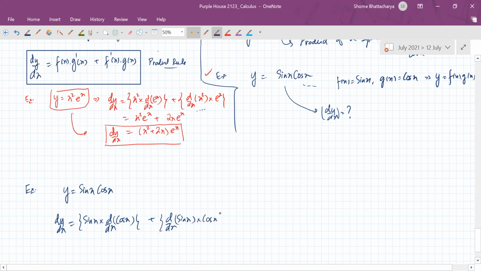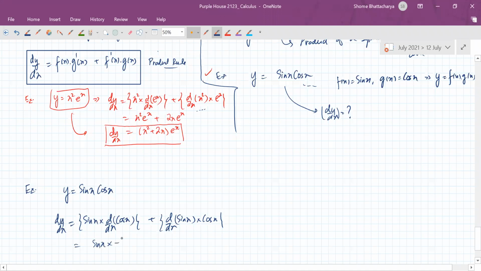Now you must have realized by now one thing, that it doesn't matter what order we write this in, because we're adding two things. So we can write it in reverse order also. I can write differentiation of first function into second plus first function into differentiation of second. I can interchange these two. It will make no difference to the final answer.